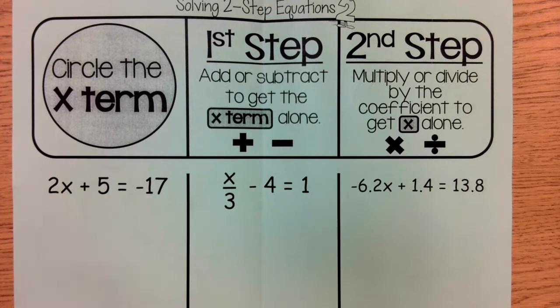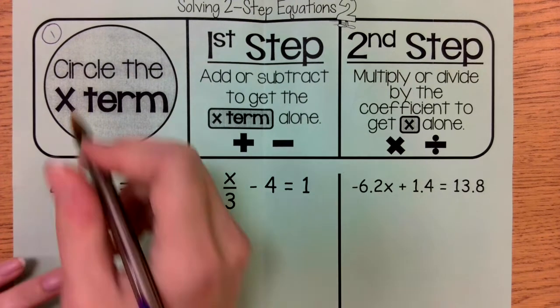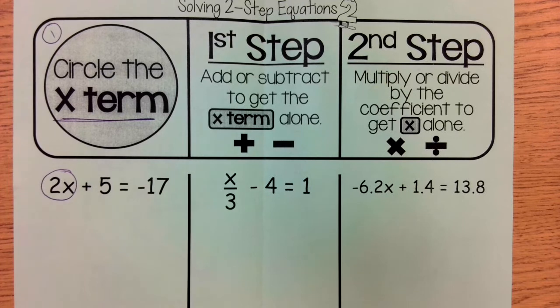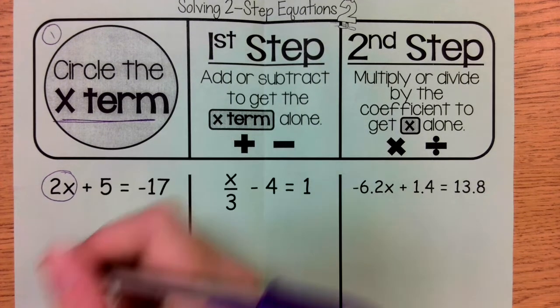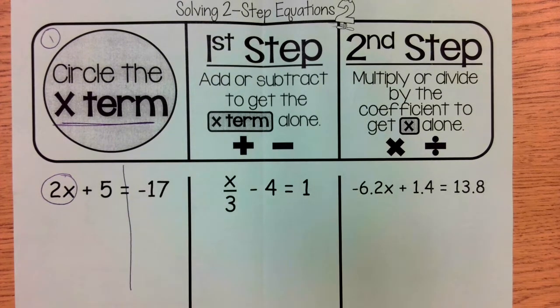Now we're going to start out our problems like we always do. We're always going to first, number one, circle our x term. Our x term in this case is 2x. Remember, terms are only separated by addition and subtraction, so the 2 is a part of the x term. Now, to show our balance, so we know we have two sides of the equation, we're going to drop our line through the equal sign.